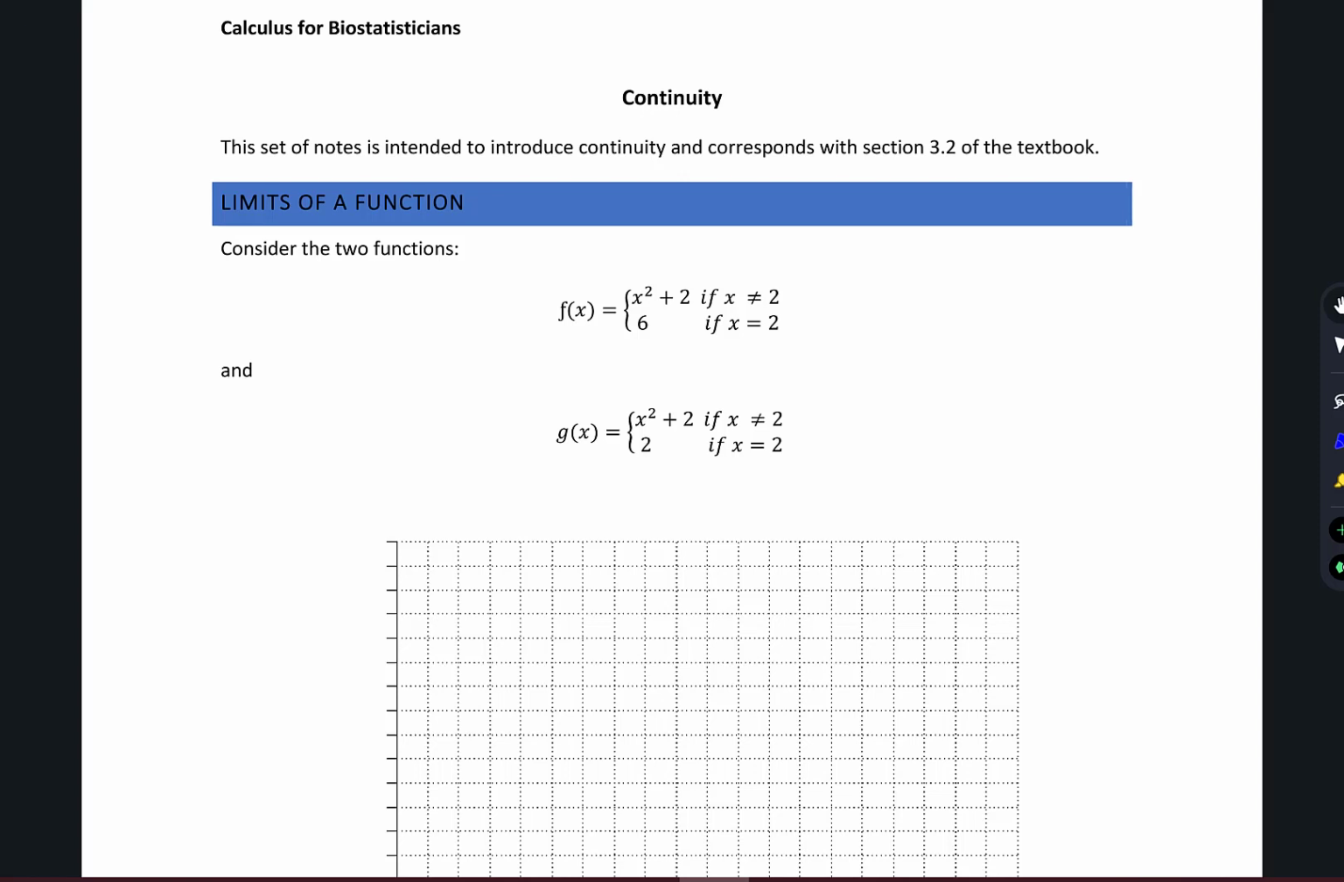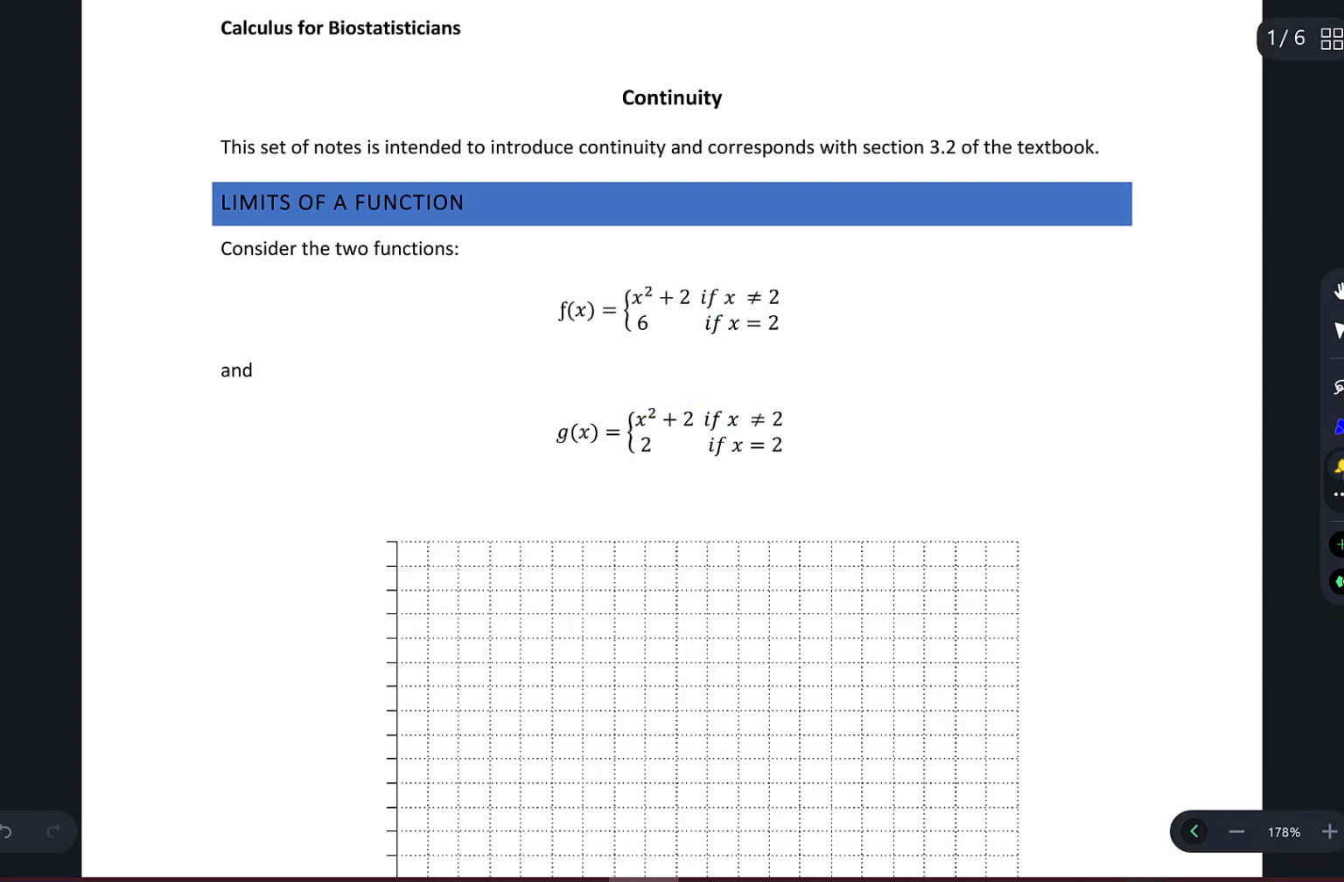In this set of notes, we're going to introduce the idea of continuity, and it corresponds with section 3.2 of the textbook. So to start out, let's consider two different functions. Here we have f of x and we have g of x. The first thing to notice is when x is not equal to 2, both of the functions are the same.